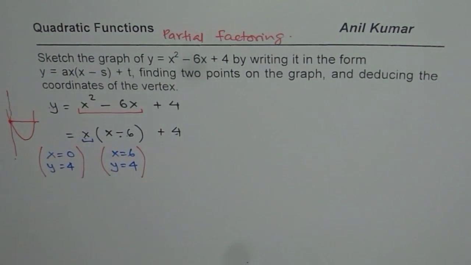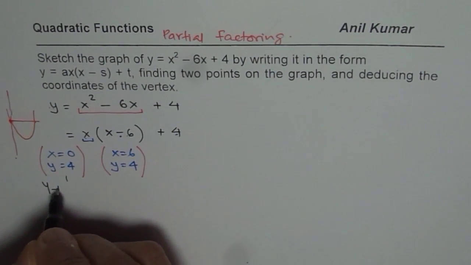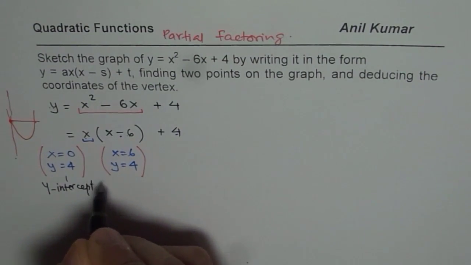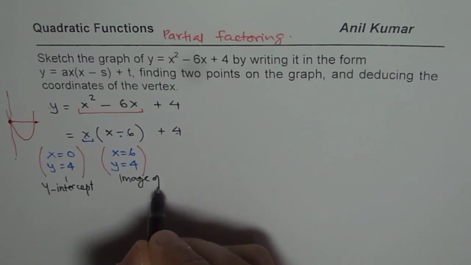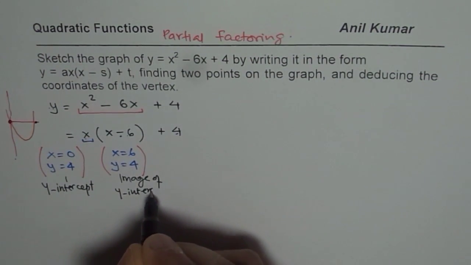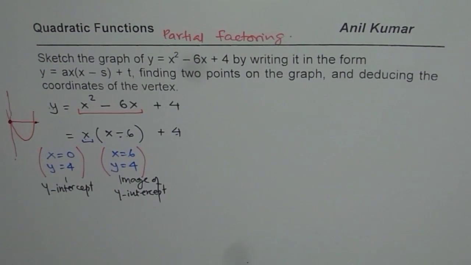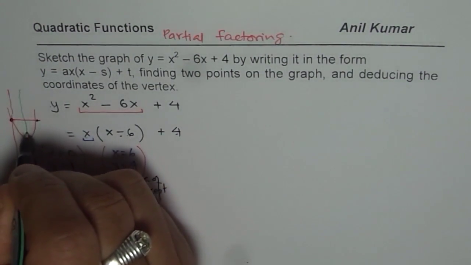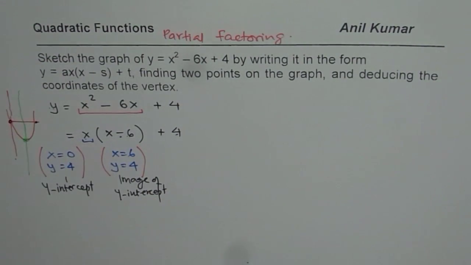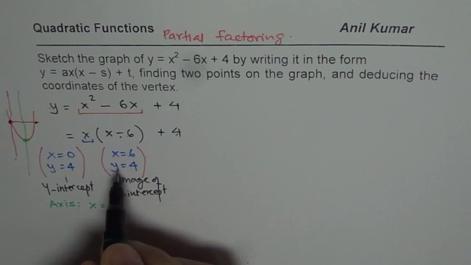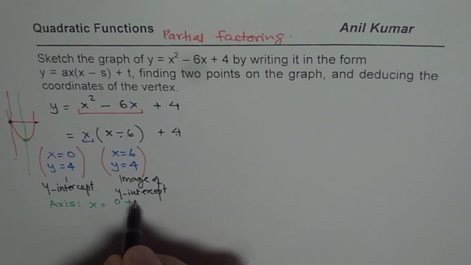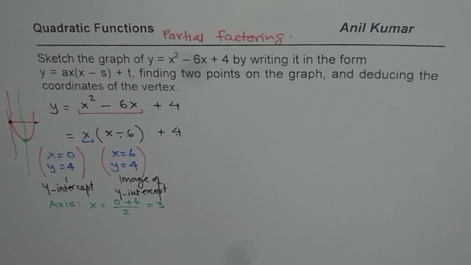Out of which, the first point is the y-intercept, and the second point is the image of the y-intercept. Do you appreciate it? Image means that if I draw the axis of symmetry, then the image. So now I can find the axis of symmetry. How can I find it? The axis of symmetry will be in between, right? So at the axis, the average of two x values, which is 0 plus 6 divided by 2, in this case it is at 3.